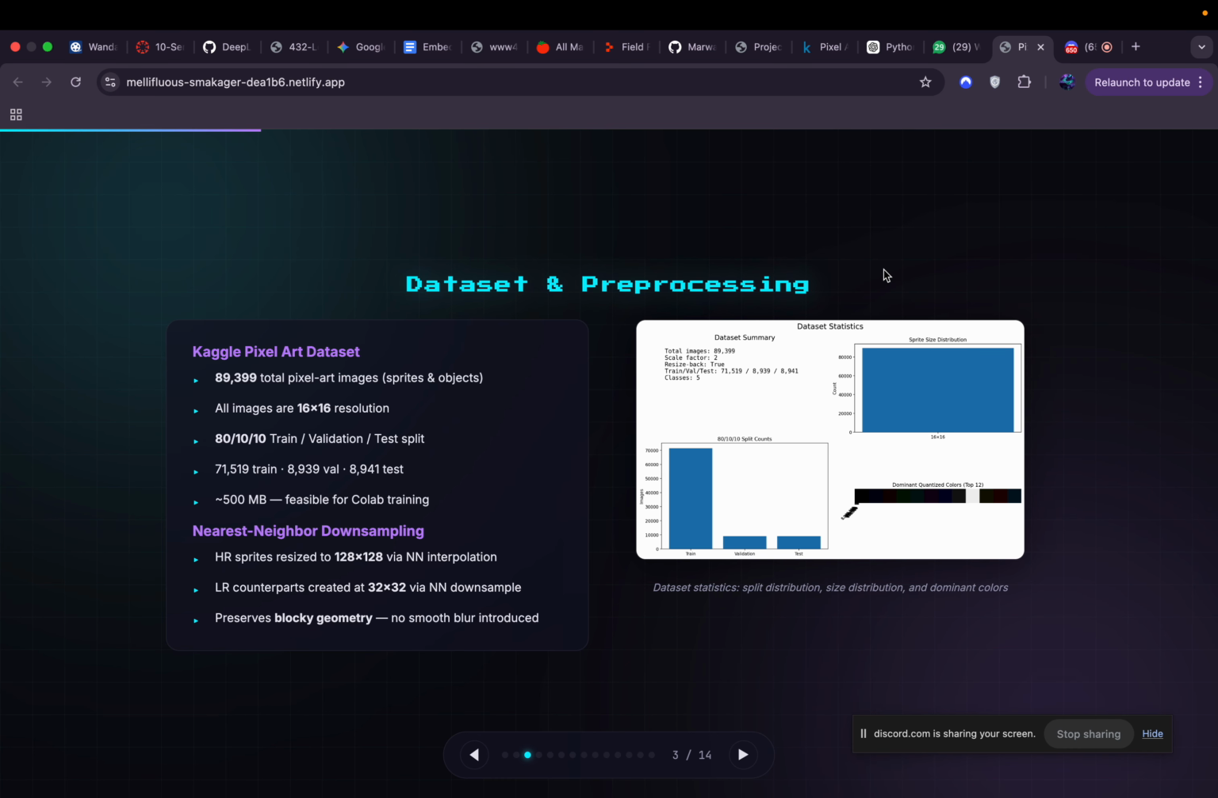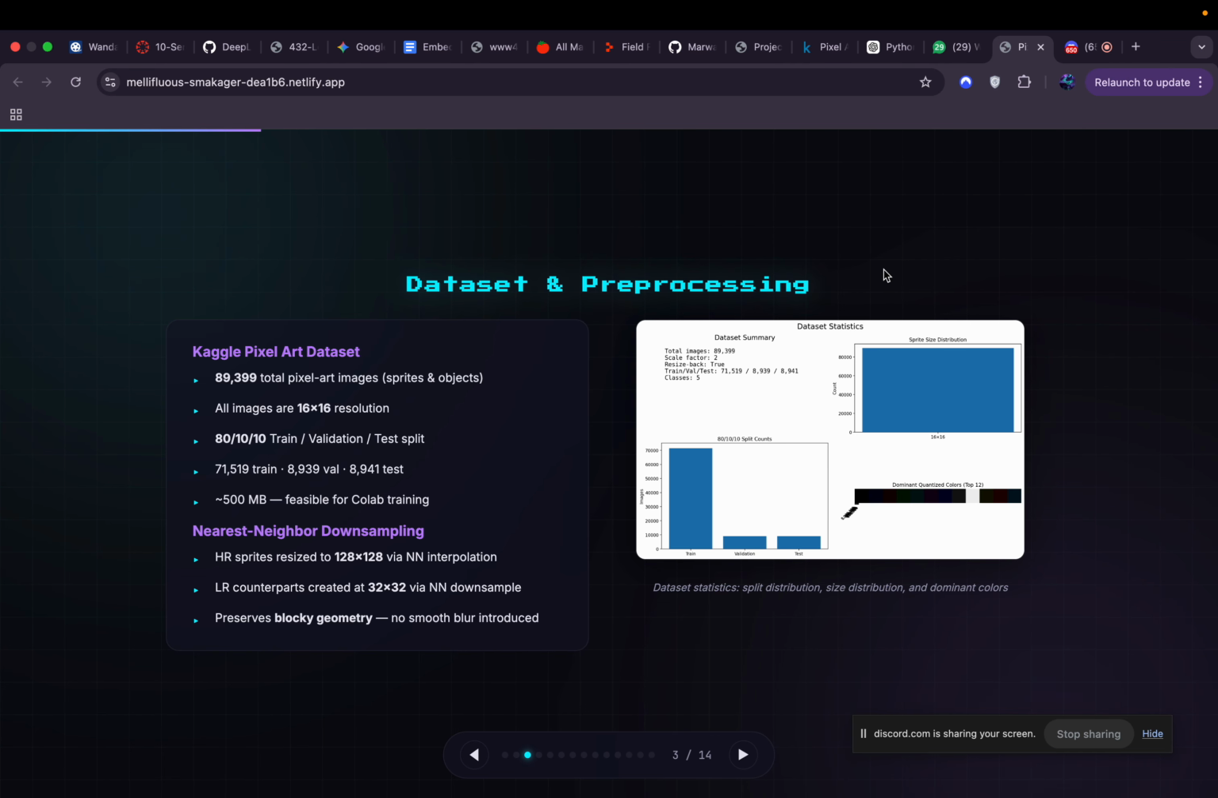For our dataset, we selected the Kaggle pixel art dataset, which contains about 89,000 pixel art images of sprites and game objects, all at 16 by 16 resolution. We split this data into 80-10-10 for training, validation, and testing. The dataset is around 500 megabytes, which is well within Colab capacity.